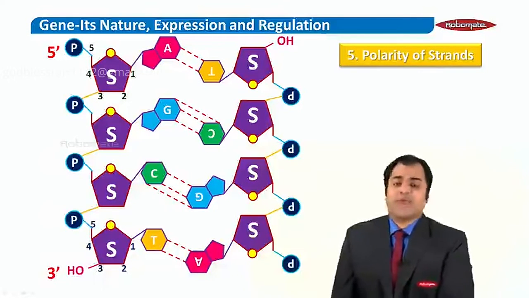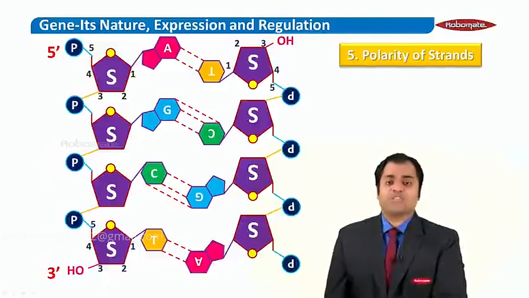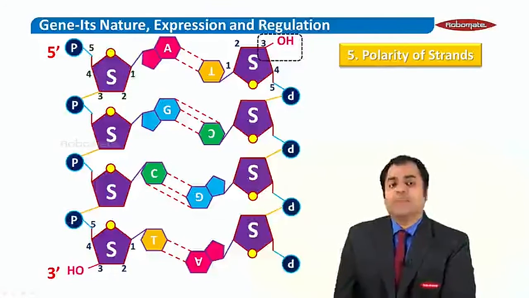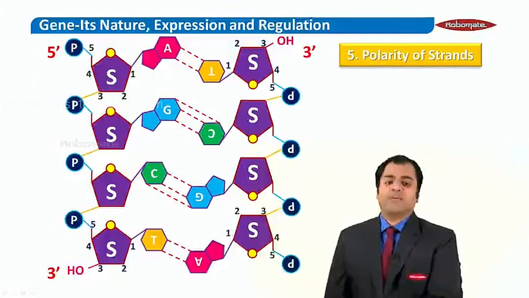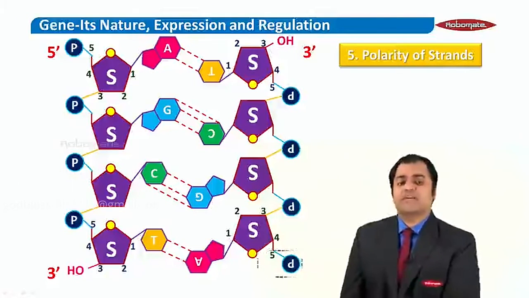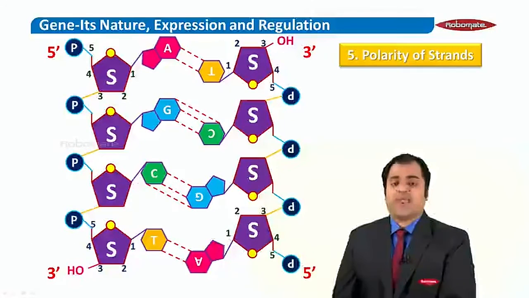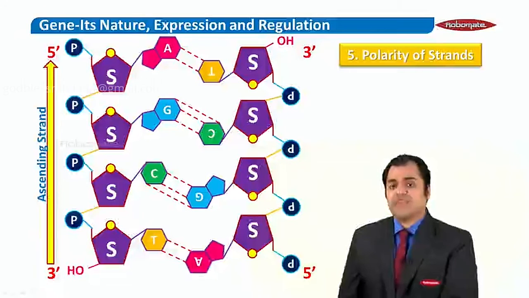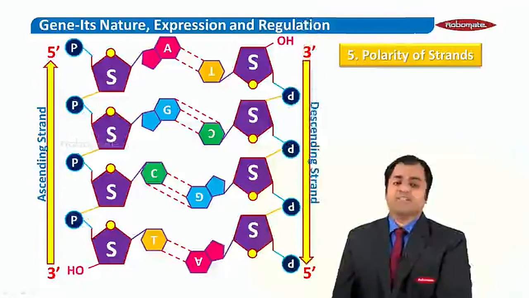Now look at the other strand, the complementary strand. Here on the top right hand corner, the free OH group on the third carbon represents the 3' end, while the fifth carbon free phosphate group represents the 5' end, correct? So what you see here on the first strand, 5' to 3' direction, we'll call the ascending strand, and on the next strand, the 5' to 3' direction goes down in a descending manner. I'm going to call that the descending strand.